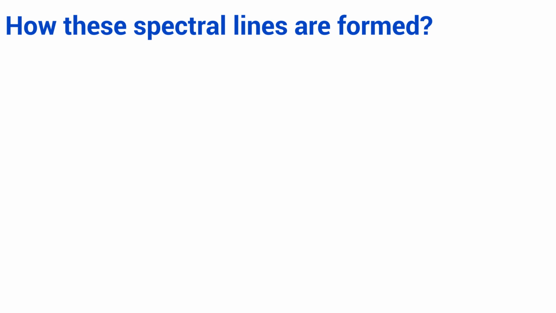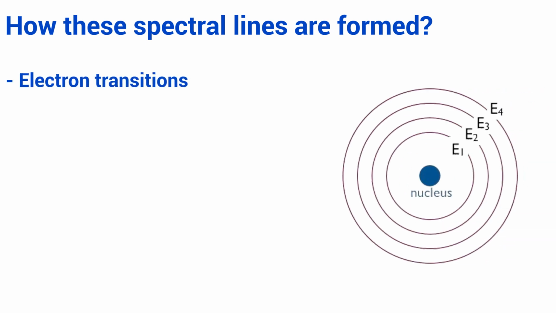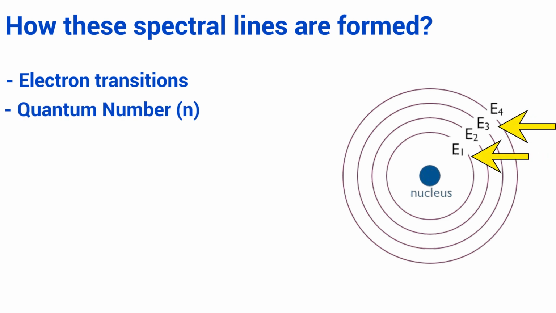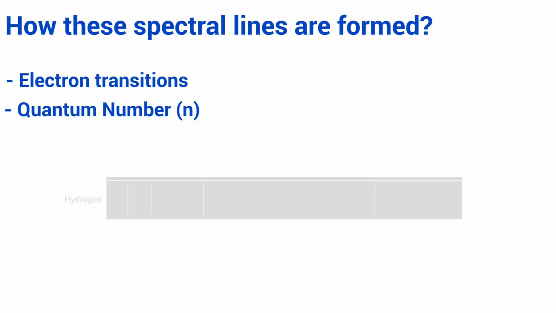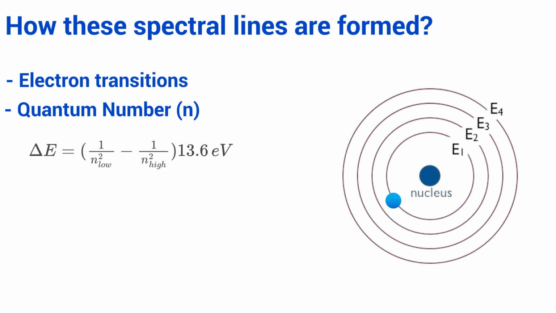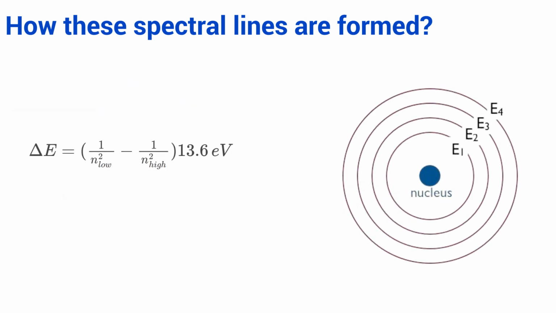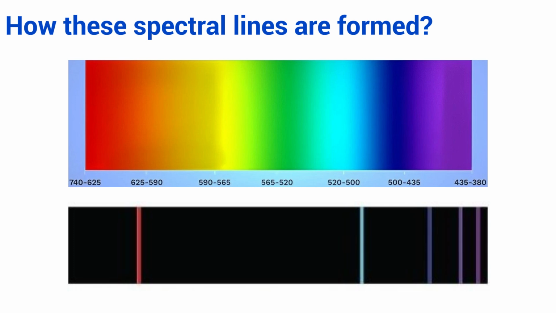Now, how are these spectral lines formed? To understand this, we need to talk about something called electron transitions. In an atom, the electron can occupy various energy levels, which are represented by the quantum number. When the electron moves from a higher energy level to a lower one, it emits energy in the form of light. This emitted light is what we see as spectral lines. The energy difference between levels determines the wavelength. For example, when an electron moves from 3 to 2, it emits a photon that corresponds to a wavelength in the red part of the visible spectrum. This red line is known as the H-alpha line.